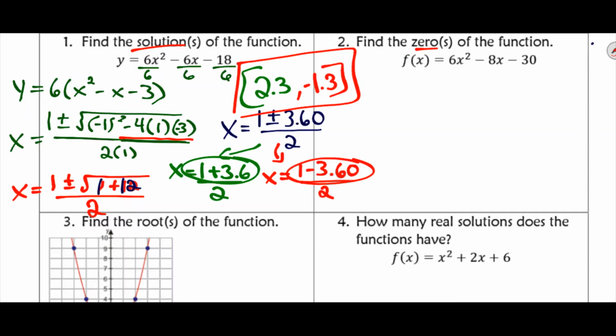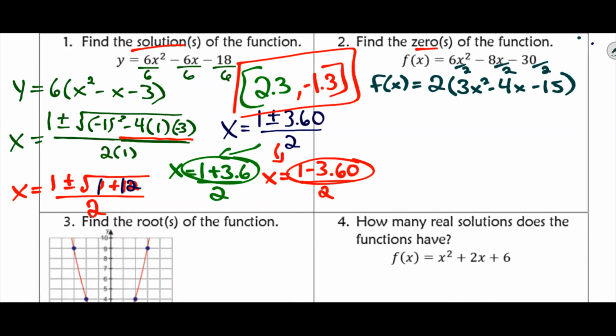I'm going to do the same exact steps for the second one. I'm going to try to factor this. So I'm going to factor a 2 out to start out. That gives me 2 times 3x squared minus 4x minus 15.